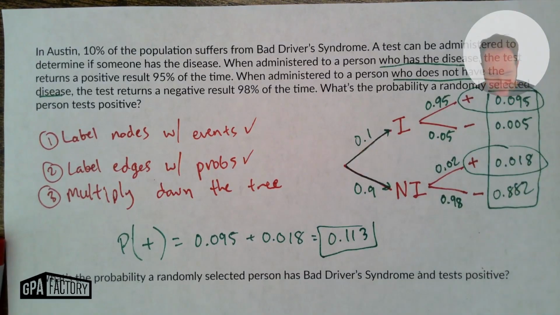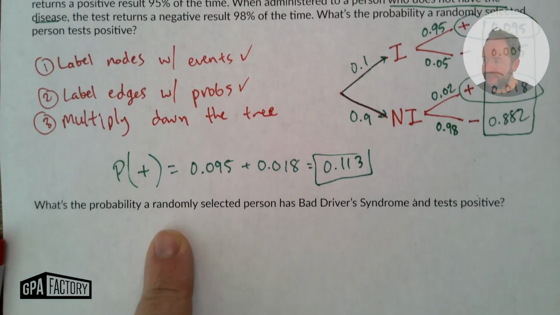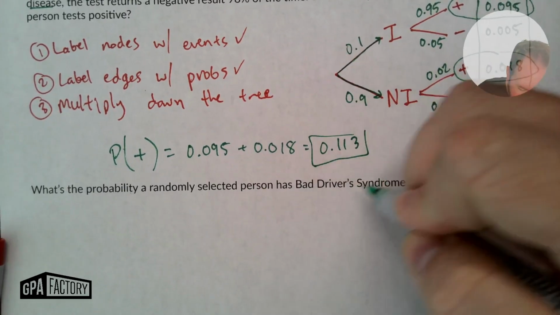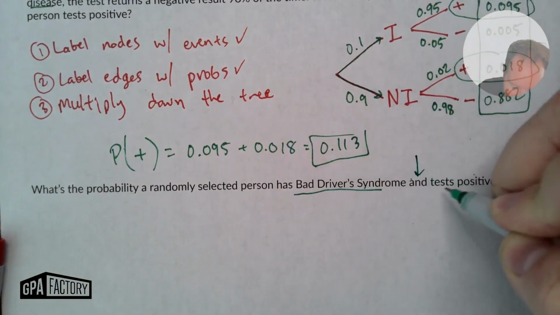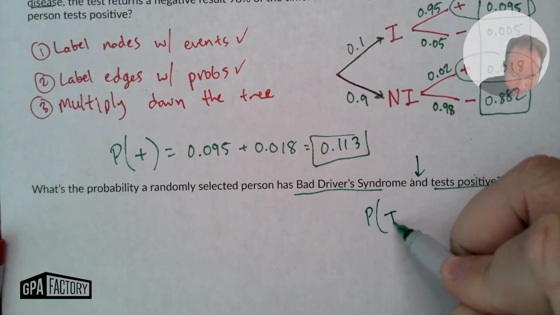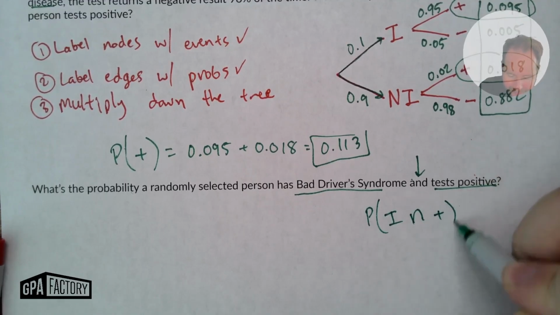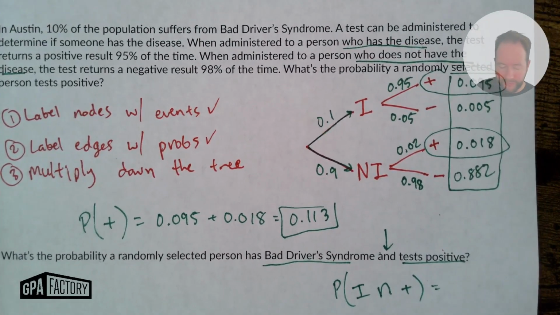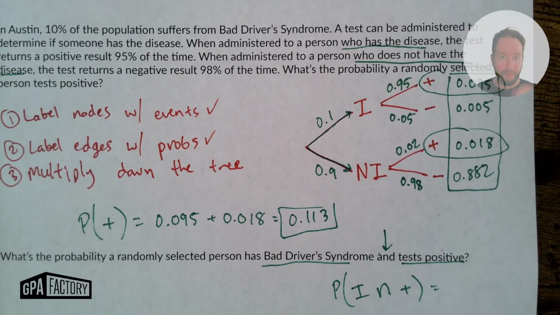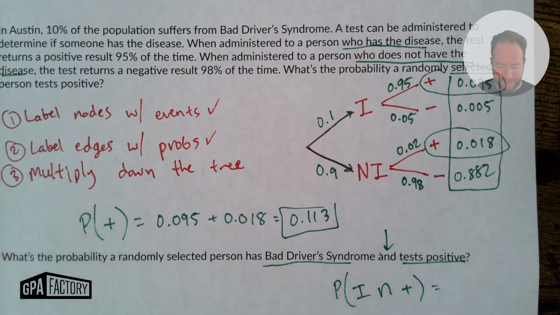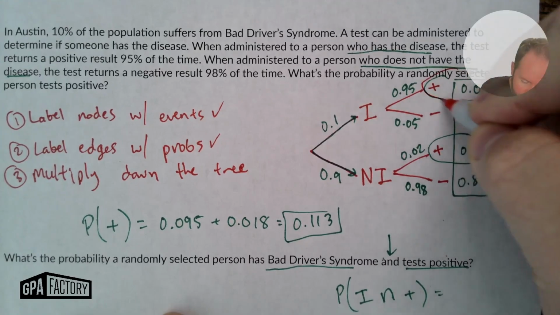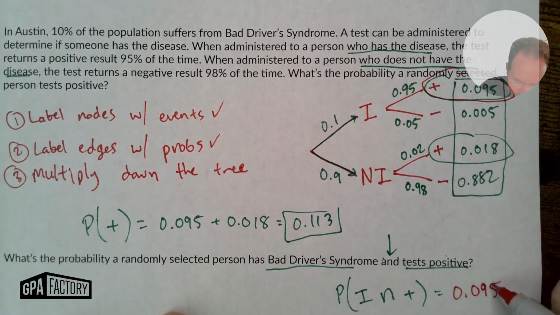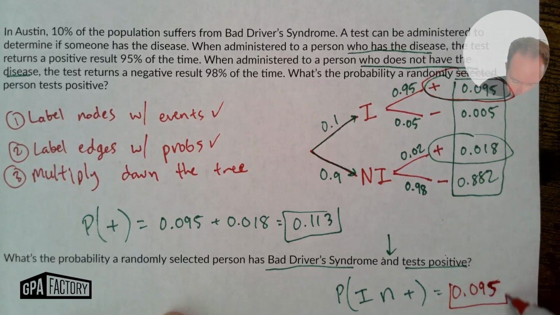Okay. Now, what's the probability that a randomly selected person has bad driver syndrome and tests positive? So, bad driver syndrome and test positive. They want the probability of infected and test positive. Well, pretty easy to do. We're just going to go back and look at our table. Which of these probabilities up here has the person both testing positive and being infected? It is simply this value here, 0.095. So that's my answer to this question.